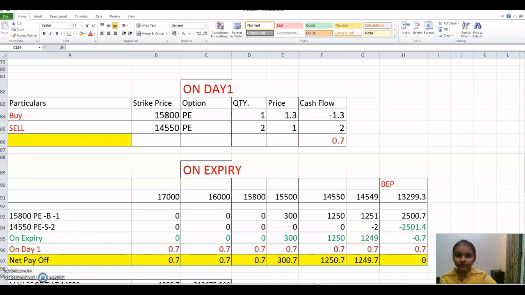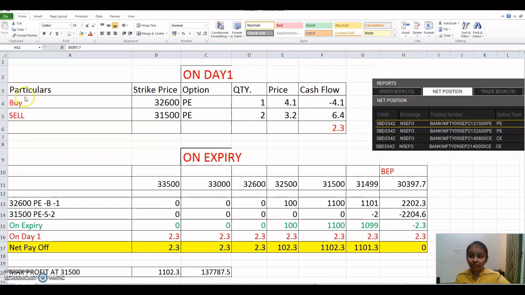so I couldn't record it. On day 1, friends, we have bought 32,600 put, quantity 125 at price 4.1, and here we have sold 31,500 put, 250 quantity at 3.2. For the sake of simplicity, I have mentioned here as 1 and 2. So the cash flow is, here it will be minus 4.1 because we have paid the premium to the seller, and here we got 6.4 because we have received the premium 3.2 into 2, which is 6.4.